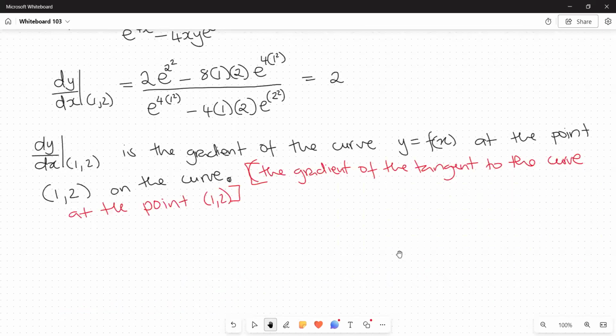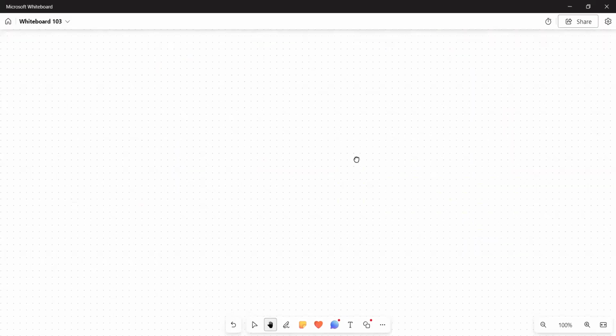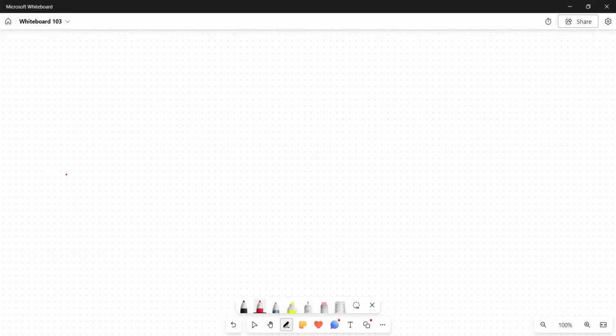Right, so now we look at some of the questions in the exercise. So we have exercise 12.10. This is on page 156.